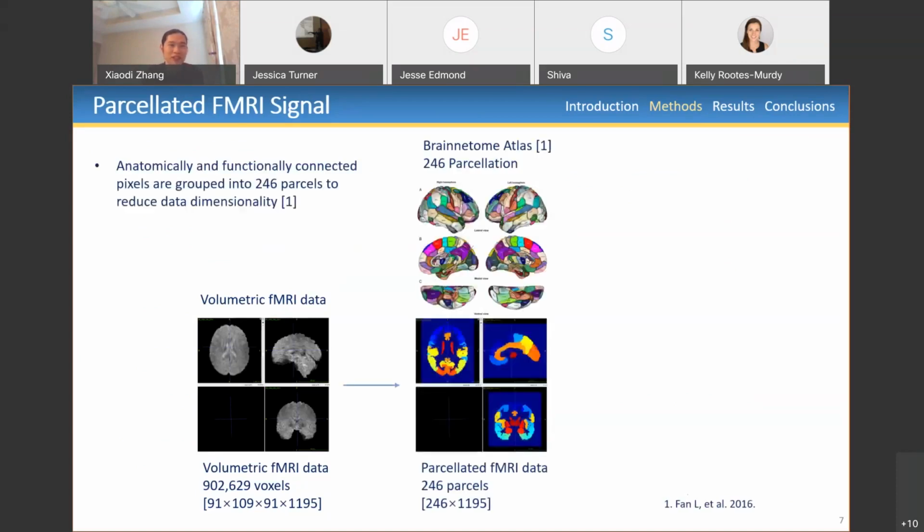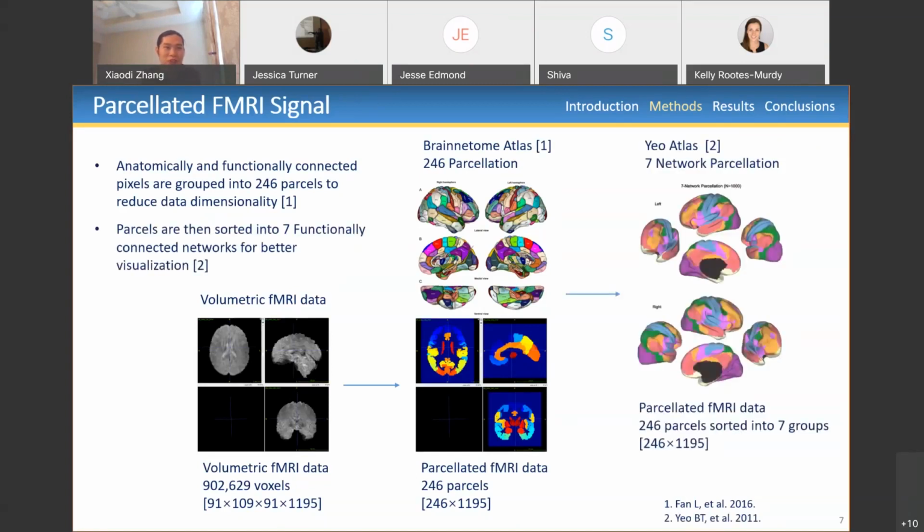And then we project it into the Brainnetome Atlas, which has 246 parcels that are defined by their anatomical structures. So basically what we did is just average all the voxels within each parcel to create the signal for that particular parcel, and we end up having a 2D vector, 246 by time, showing the brain state at any given time.